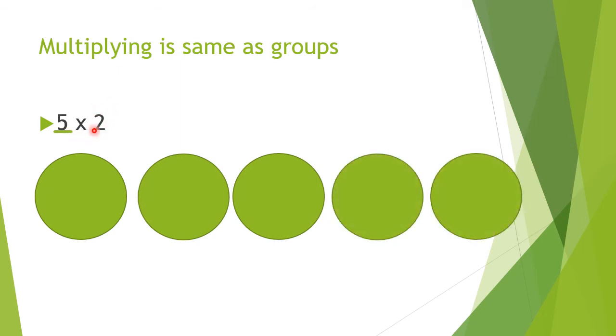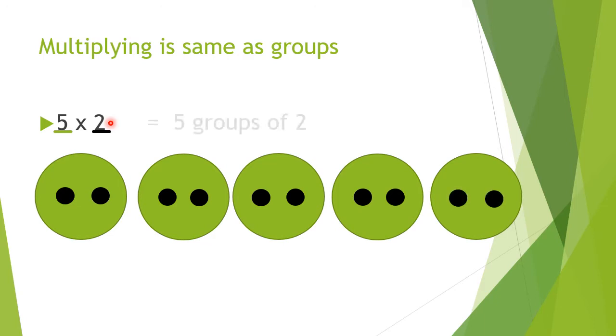Ganya this time bukan times 1, but times 2. So artinya dalam satu group ada 2 circles. 1, 2, 1, 2, 1, 2, 1, 2, 1, 2. So this is the same as 5 groups, 5 kumpulan of 2. Ada 2. So, 5 kumpulan ada 2. So, ini 5 kumpulan. Dalamnya ada 2. 2, 2, 2, 2. So, 5 groups of 2 ini.